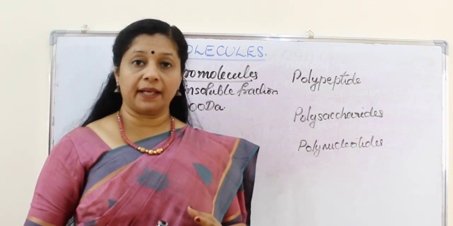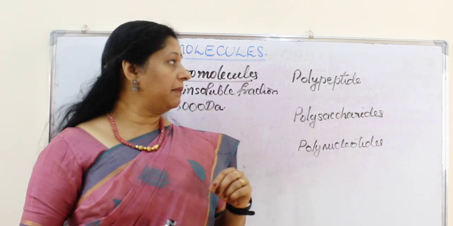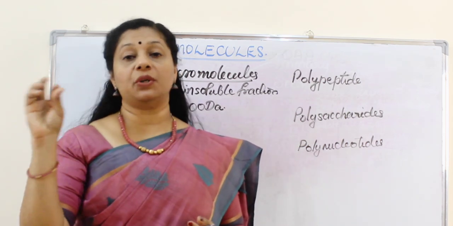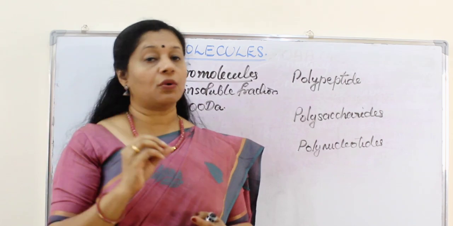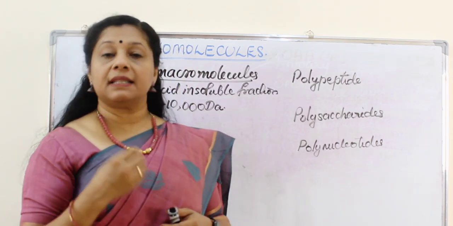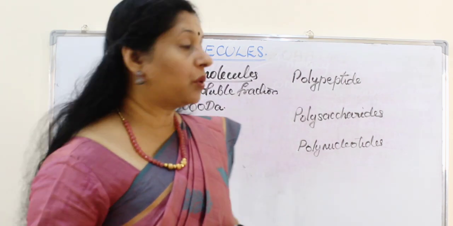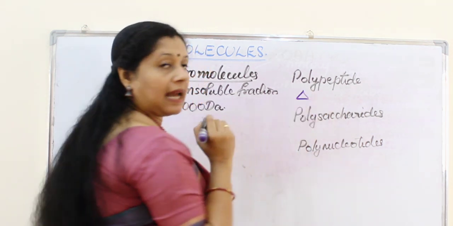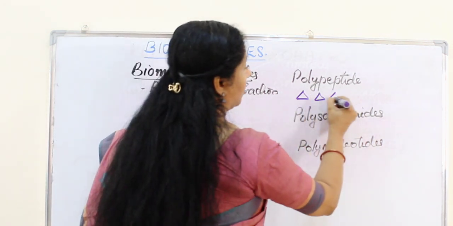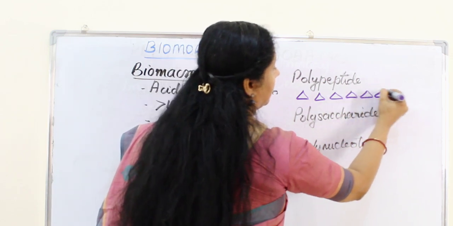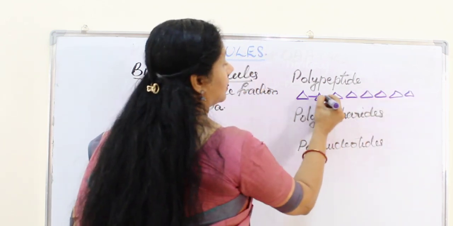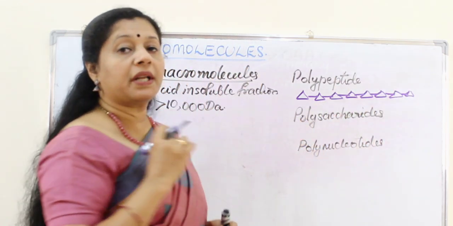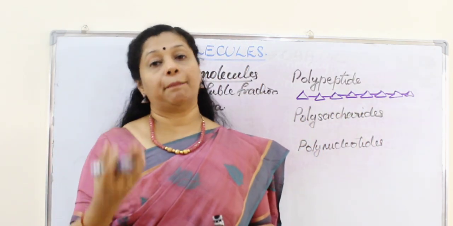What is meant by poly? Poly means many. So that means these molecules are made of many individual units, or we can say monomers. So polypeptide is an example of proteins. Polypeptide means it's a protein. So here suppose I draw this as an amino acid. So many amino acids are connected by peptide bond. So this bond between amino acids is a peptide bond. So proteins are otherwise called polypeptides.